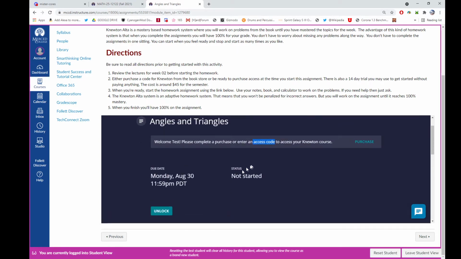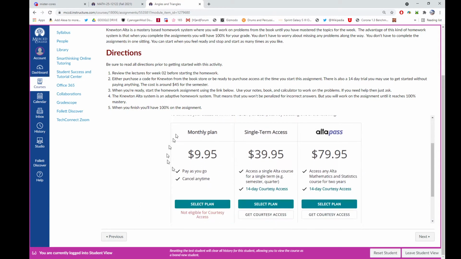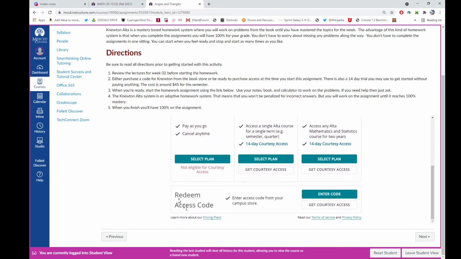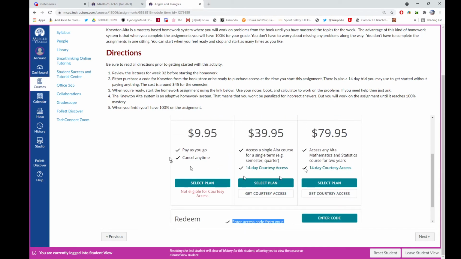Okay. So either way, no matter whether you're buying it now or you bought it from the bookstore or you're going to use the free trial, whatever it is, what you want to do is just click purchase. And if you do that, then what you'll see is what your purchase options are. Also down here, there's redeem access code. So this is where you would use the code from the bookstore, right? Enter access code from your campus store. That's what this is. And this is if you're going to purchase it from Knewton Alta right now.